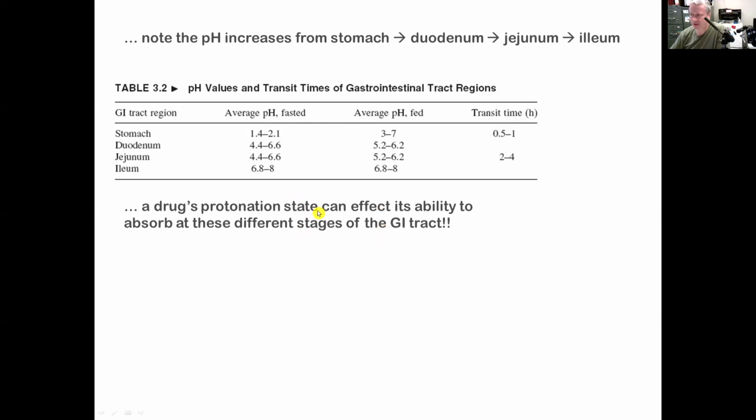So a drug's protonation state can affect its ability to absorb at these different stages. Anybody know why? What does protonation state mean? Have you ever heard of that word before? Something about protons? What does that mean? Does anybody know any functional groups that have different protonation states? You may have never thought about that, right?